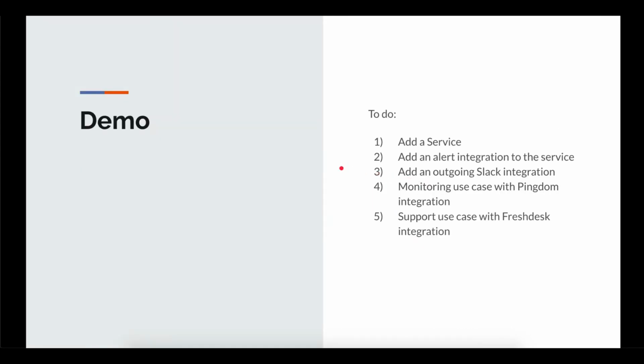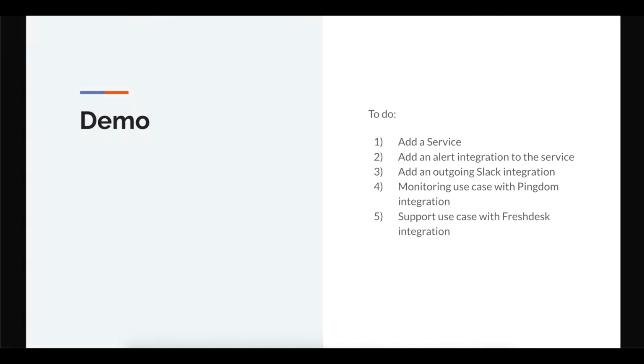In this demo, we'll cover a few action items. First, we'll show you how you can create a service. Then we would be adding an alert integration to that service. We would also be adding an outgoing integration with Slack. And we'd explore two use cases. One, monitoring using Pingdom, and two, support use case with Freshdesk. So let's dive right in.